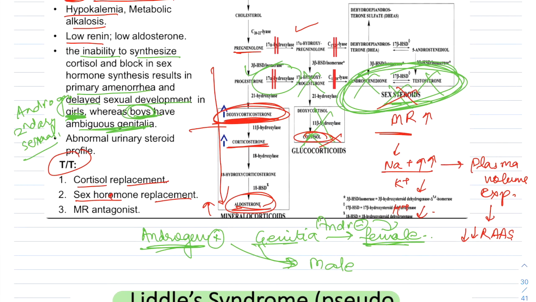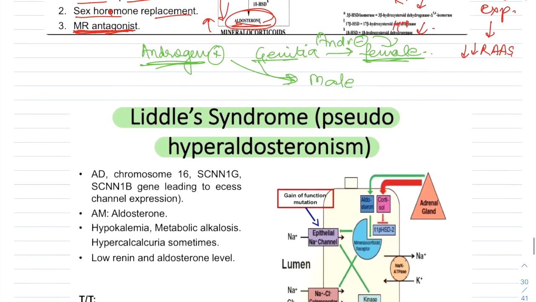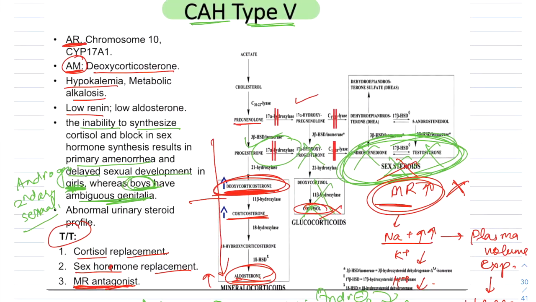Okay, and because of the hypertension that is occurring because of excessive mineralocorticoid receptor activation, we have to block the mineralocorticoid receptors by a mineralocorticoid receptor antagonist like spironolactone or eplerenone. Okay, so this was about congenital adrenal hyperplasia type 5.